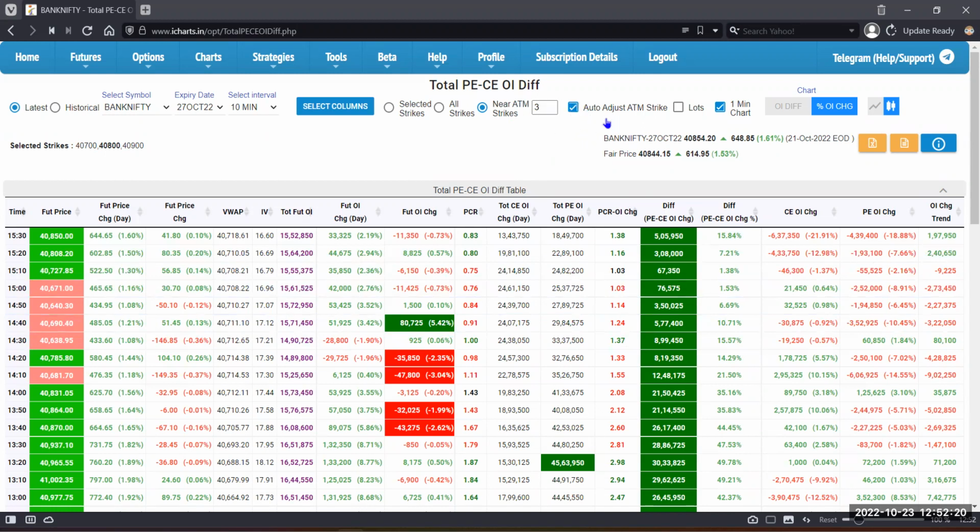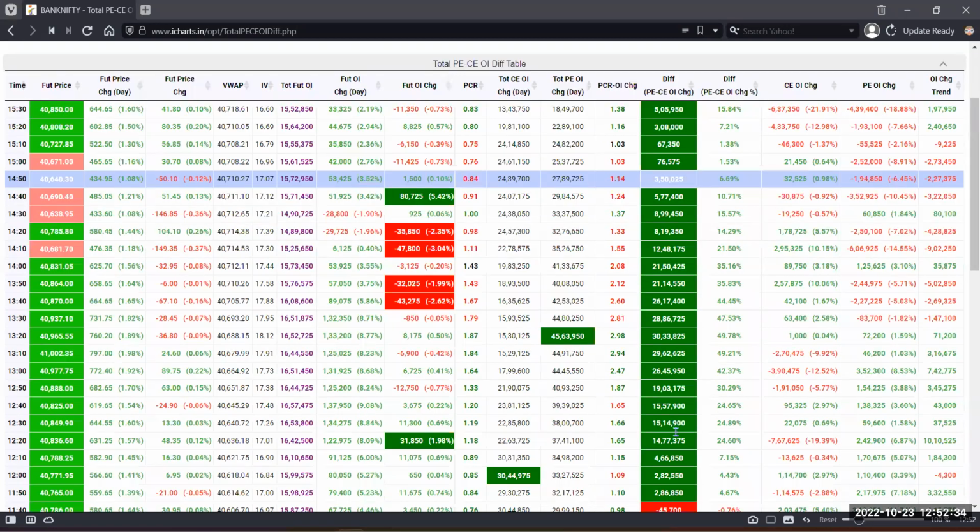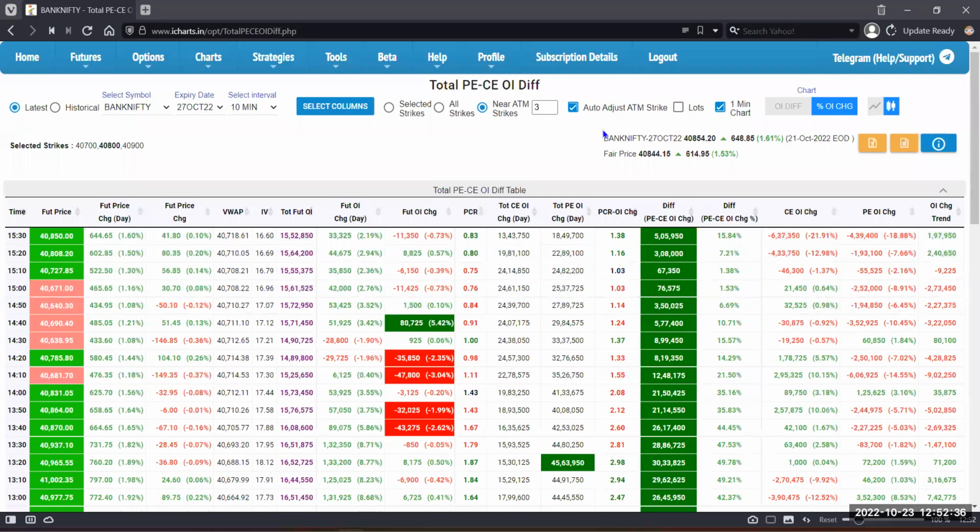When you select auto adjust ATM strike, just look at the latest data that you see here, maybe the last couple of time intervals, time slots. So just check that data and focus on that data and just forget about the old data, because when you're saying auto adjust ATM strike, you are saying that you want to just focus on what is happening right now in the market, and what has happened, you don't care about that. So you need to focus on that.